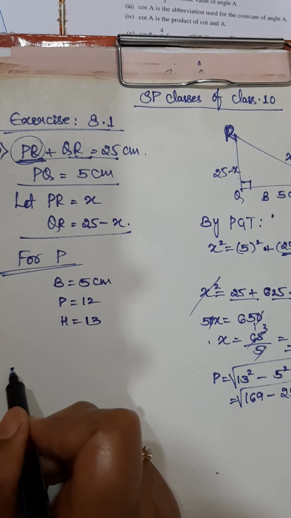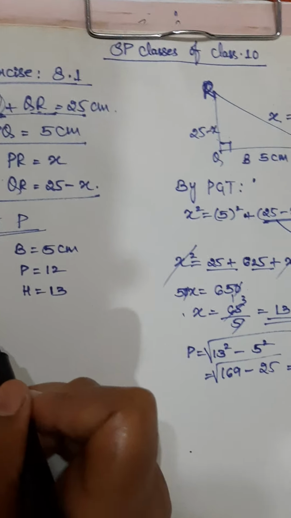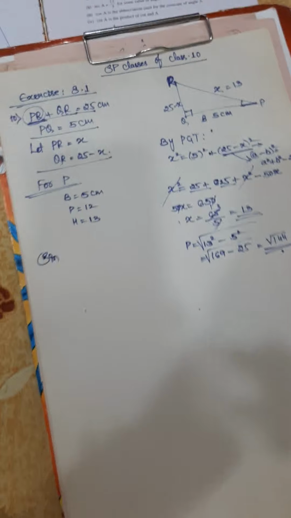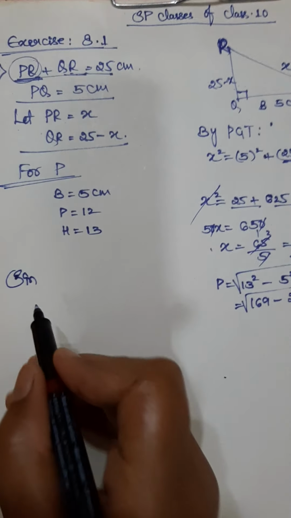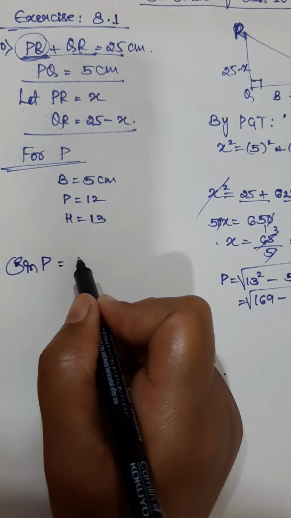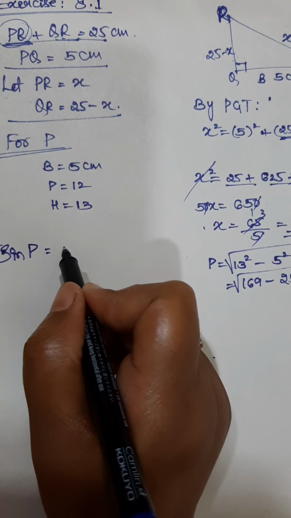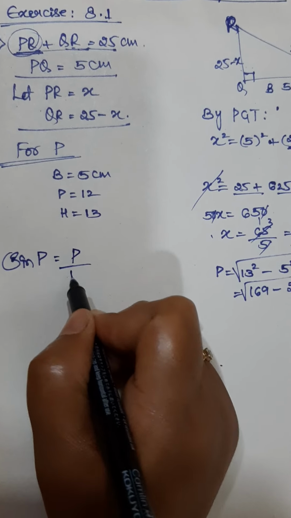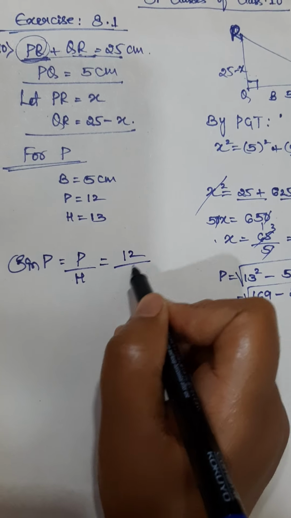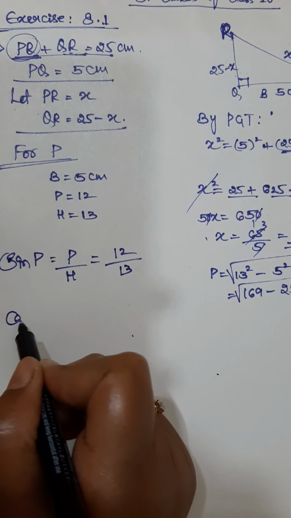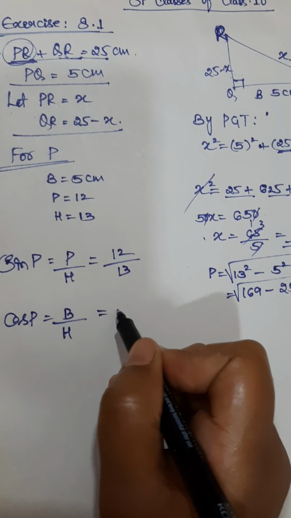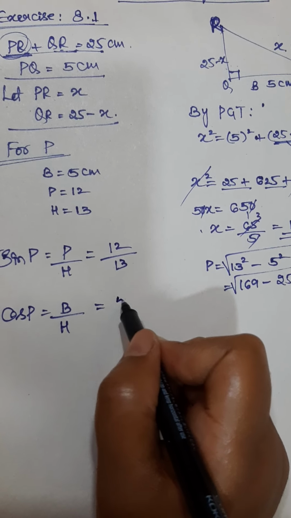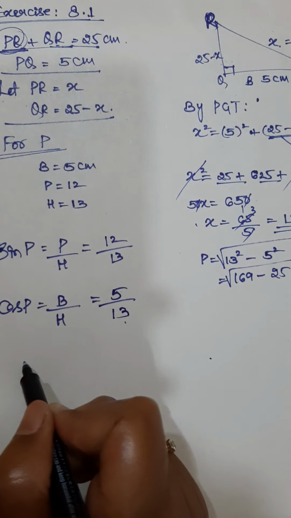So by this we can easily find out sin P. What is our sin formula? Sin P is equal to P by h. P is 12 and h is 13. Cos P is equal to, what is our cos formula? Base by hypotenuse. Base is 5 and hypotenuse is 13.